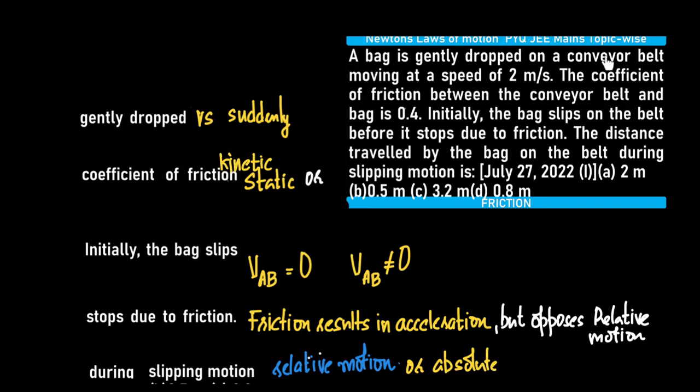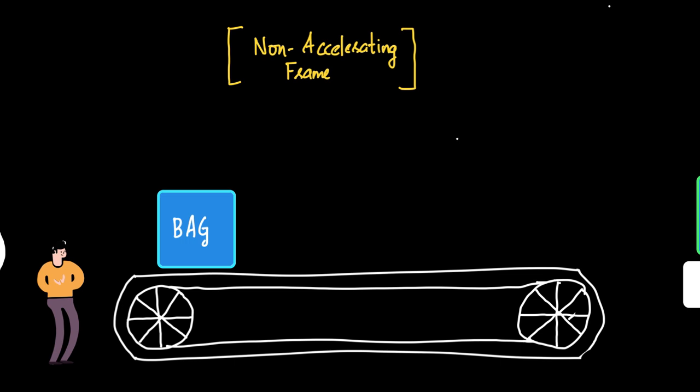A bag is gently dropped on a conveyor belt moving at a speed of 2 meters per second. The coefficient of friction between the conveyor belt and the bag is 0.4. Initially, the bag slips on the belt before it stops due to friction. The distance traveled by the bag on the belt during the slipping motion is?